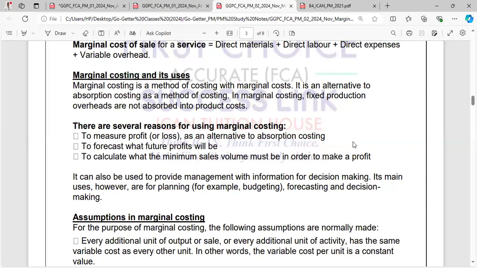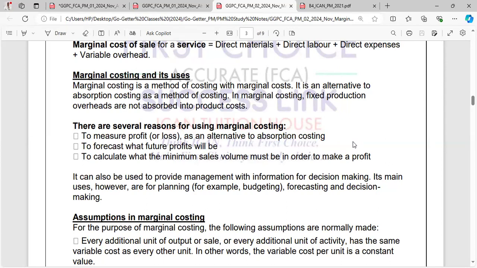You can also use it to calculate the minimum sales volume that you must have to make a profit. Let's say, for example, you are a lecturer here, you'll be using it to know what is the minimum number of students I would have in order to make profits. So you can use it for forecasting purposes. Yeah, it's flexible. You can use it for a lot of things.